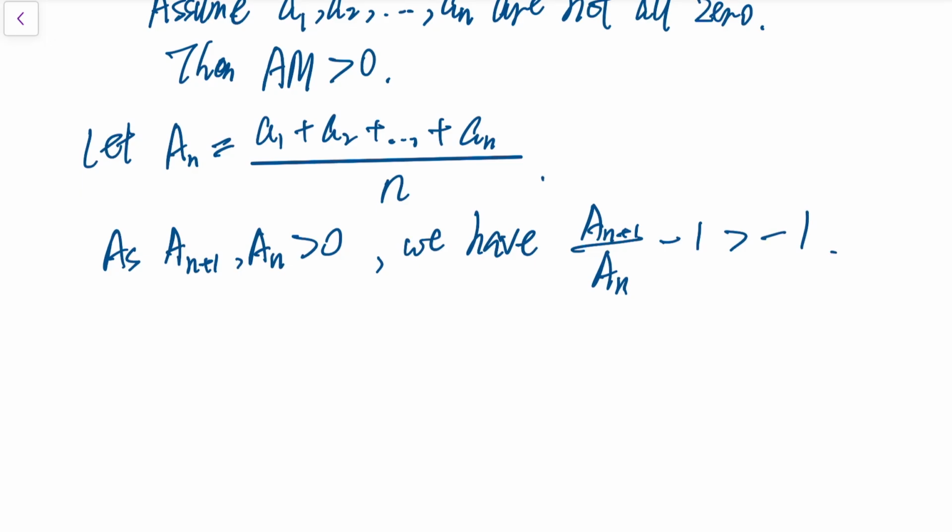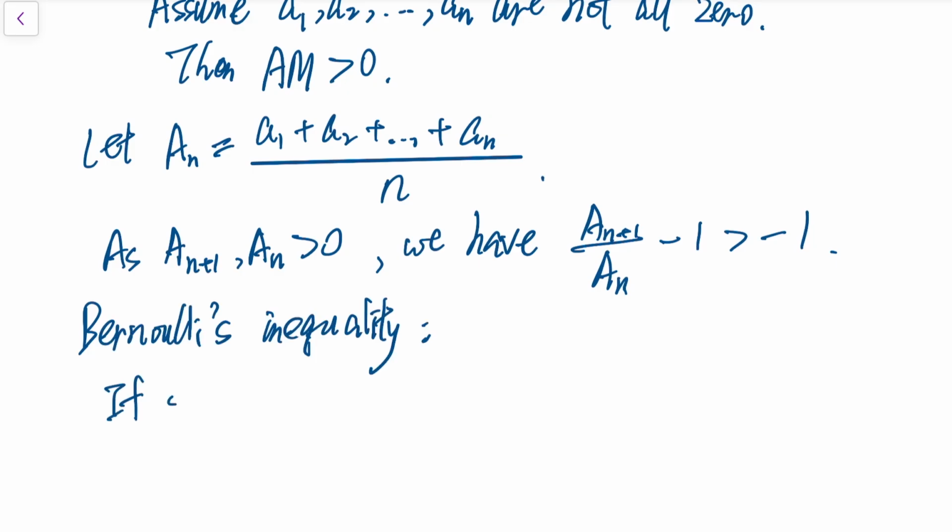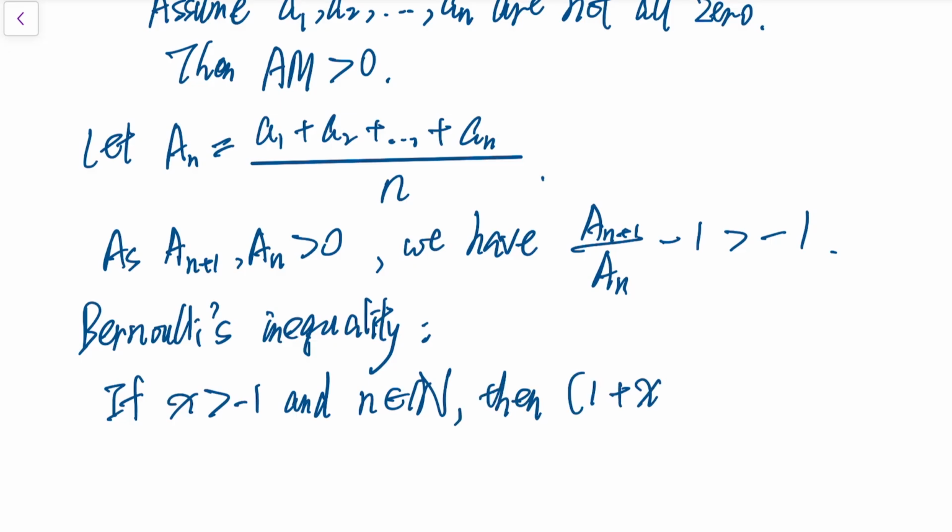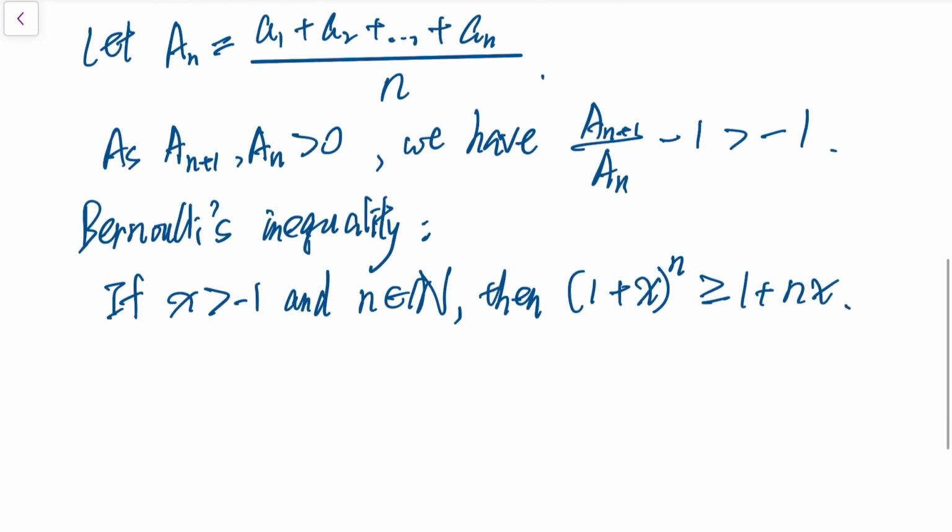Let's recall Bernoulli's inequality. If x is greater than negative 1 and n is a natural number, we have (1 + x) to the power n is greater than or equal to 1 + nx. So we can apply Bernoulli's inequality here.